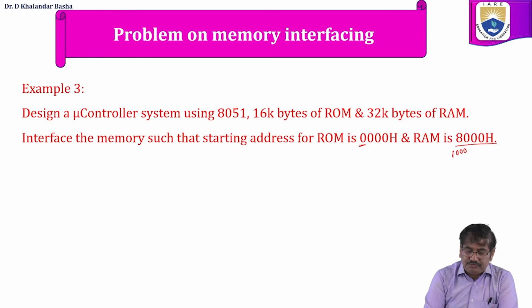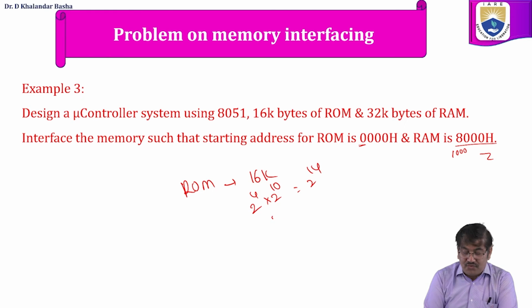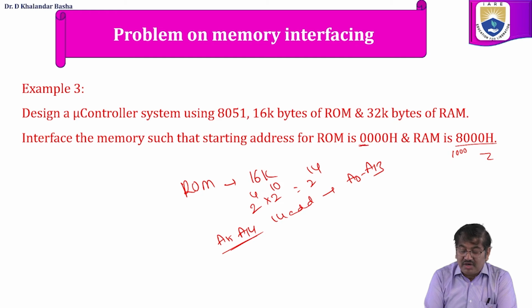Now the given ROM size is 16K, which means 2 to the power of 4 into 2 to the power of 10, which is 2 to the power of 14. 14 address lines are required, that is from A0 to A13. How about A14 and A15? These are used for decoding mechanism. As the starting address, if you observe the upper bits, they are 0. So usually you take A14 and A15 as zeros.